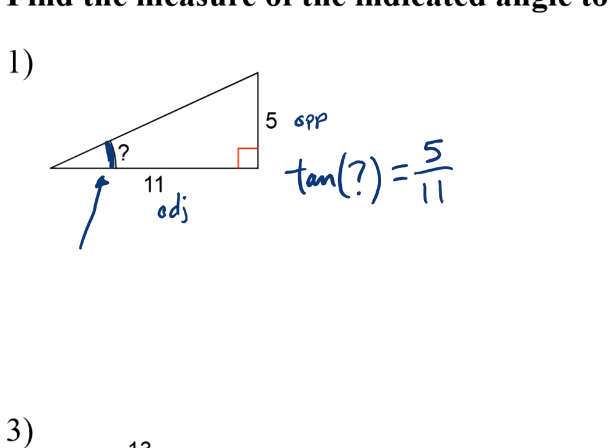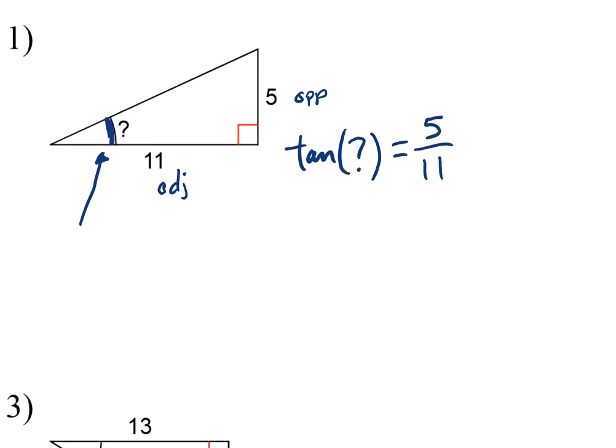Now, that's great, but it doesn't give me what the angle is. That just gives me what the tangent of the angle is, right? The tangent of this angle I'm trying to find is 5/11. The question is, what's the angle? To find the angle, we need to use the inverse function, the function that undoes taking tangent.